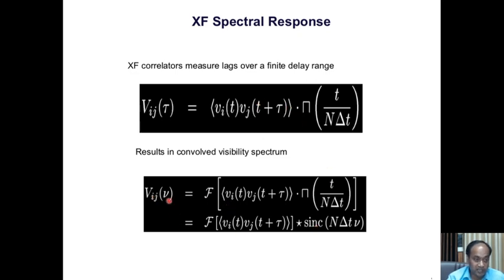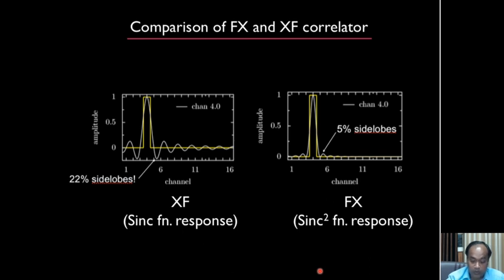So the only difference between the first method and this method, XF and FX, is that in both cases you generate the Fourier transform, which is the frequency spectrum, but the convolution function is different. And that makes some pros and cons about the two methods in radio astronomy.